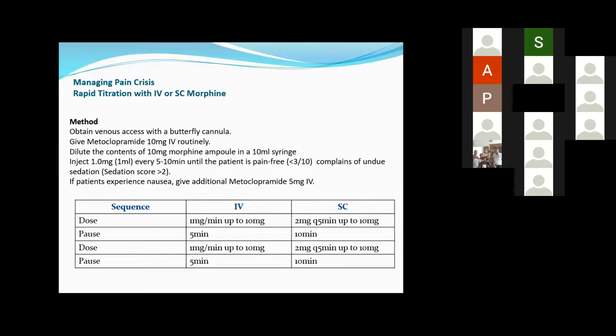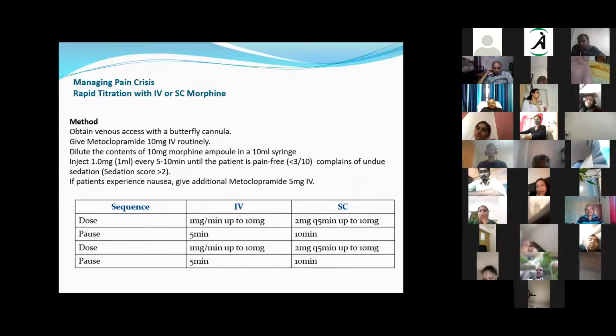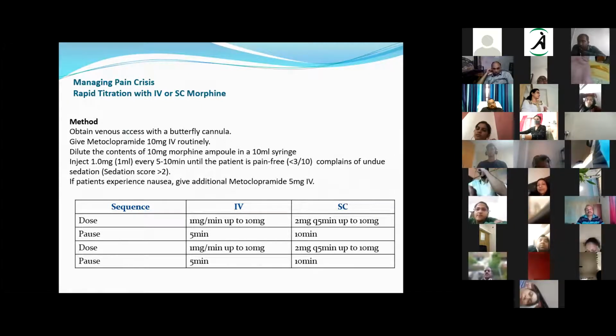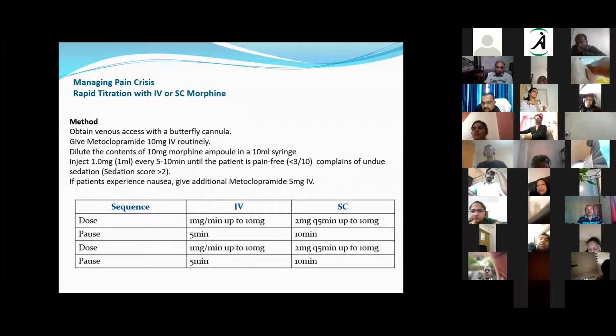So basically, because it is a severe pain, you have to secure an IV line, and the drug of choice will be morphine. You have to prime the patient with metoclopramide, because giving injectable morphine has about a 70% chance of causing nausea and vomiting. If the patient is already on morphine, try to titrate the breakthrough doses for that patient. If the patient is opioid naive, start with the lowest possible dose, and then escalate the dose as per the need of the patient.